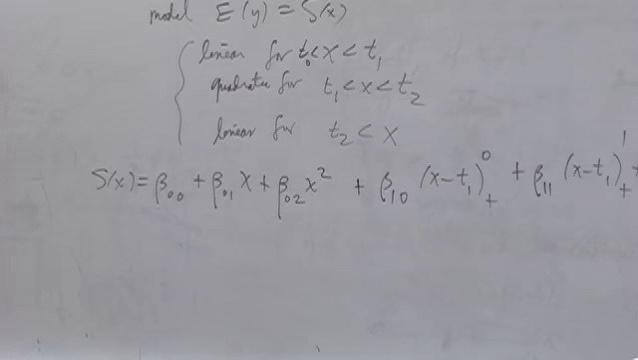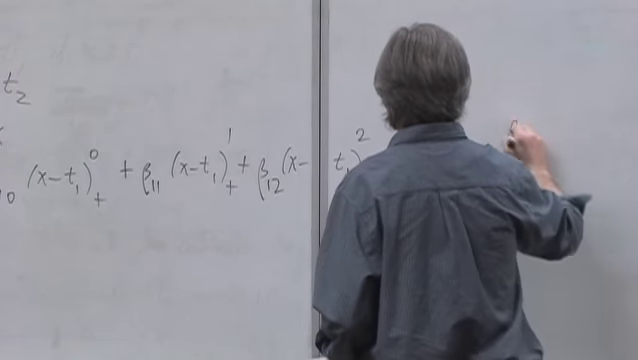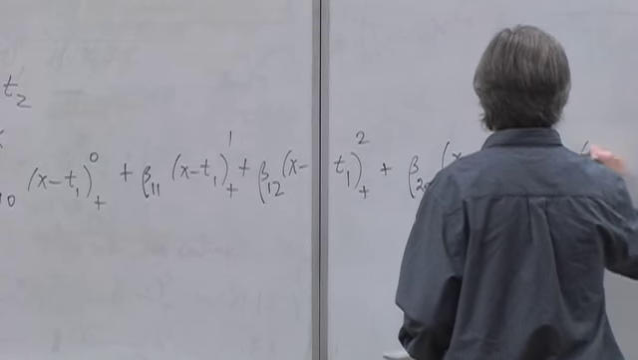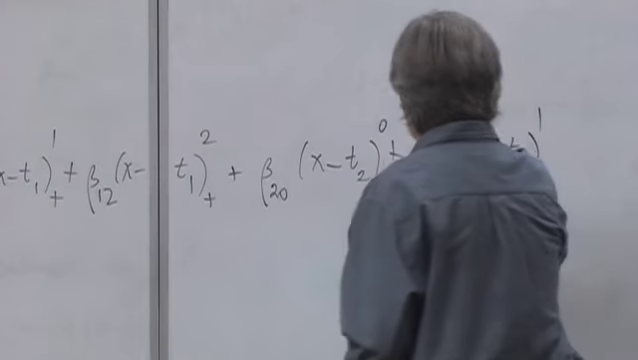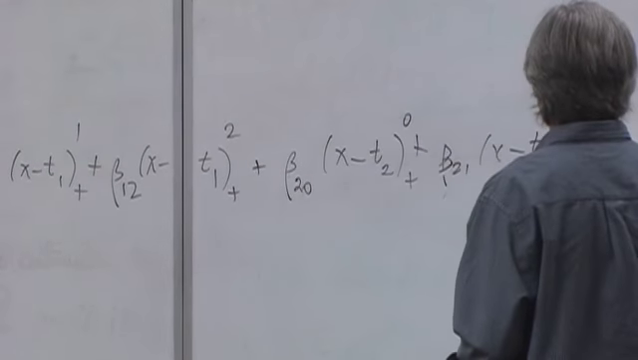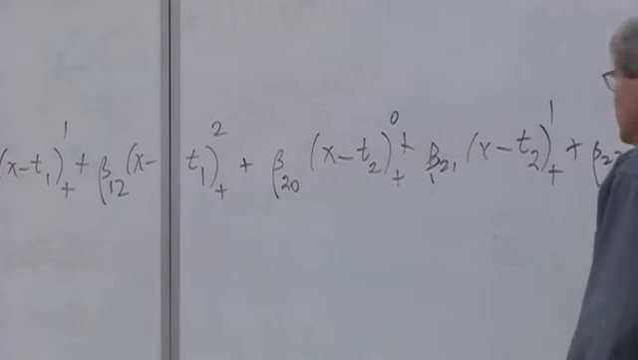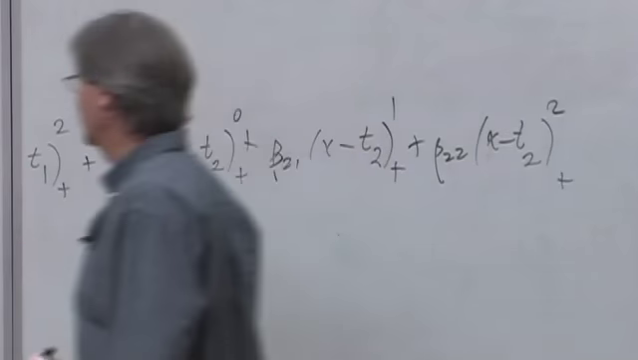Now, plus then the third case, I'm also introducing here a beta 2,0 on the last segment, (x minus t2)+ to the 0 plus beta 2,1 (x minus t2)+ to the 1 power plus beta 2,2 (x minus t2)+ squared. Okay. So this is the spline.